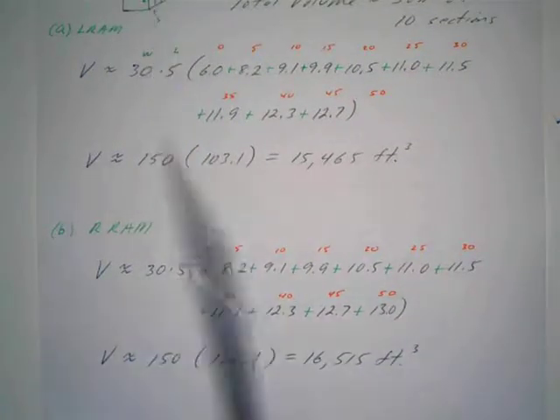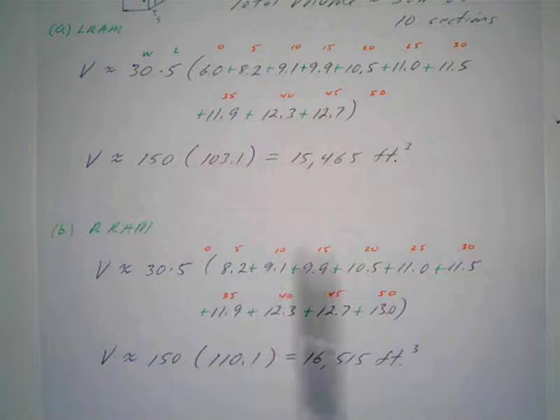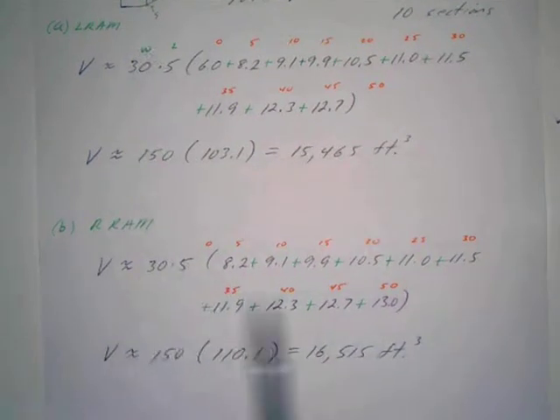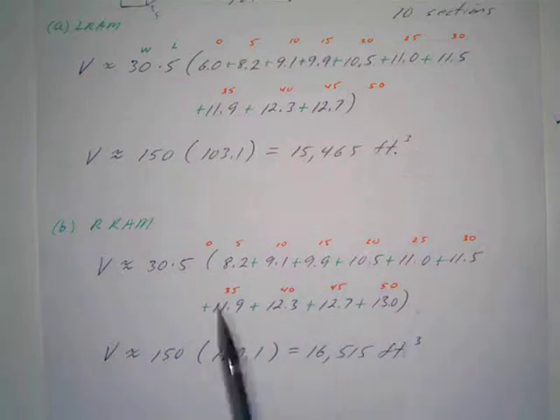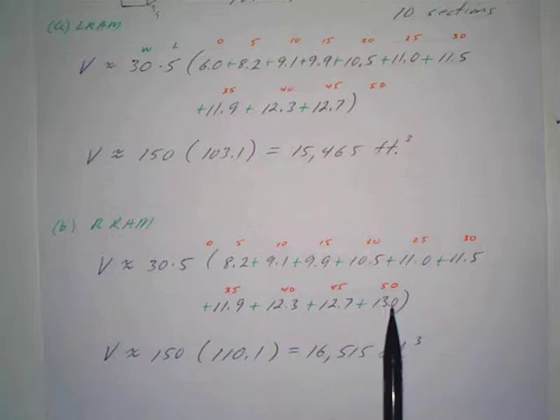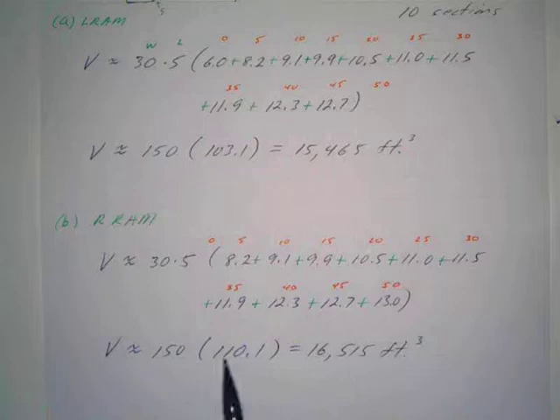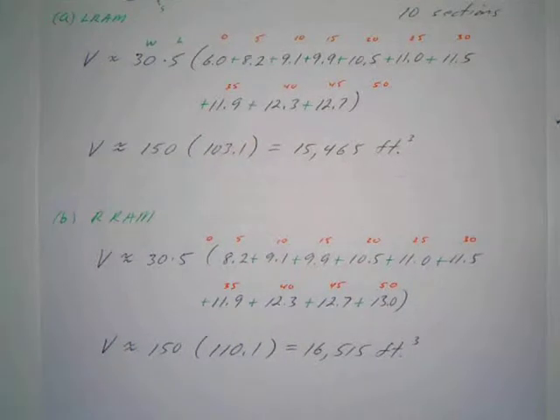And then if we use the right endpoints, it's basically the same setup, except instead of starting at 6, I'm starting at 8.2. Again, I'm using the right endpoints of all these different little blocks to get the volume. I add all these up, and I end up with 110.1. I'm using the far right now and not the far left because I'm using the right endpoints. I multiply 110.1 times 150, and that was 16,515 cubic feet. So that was number 23.